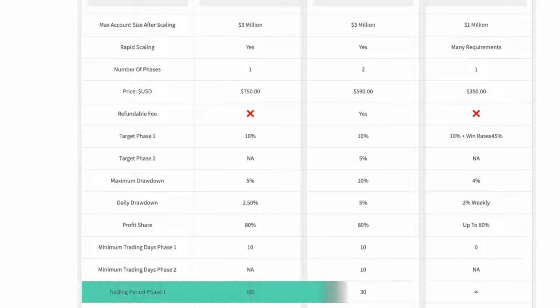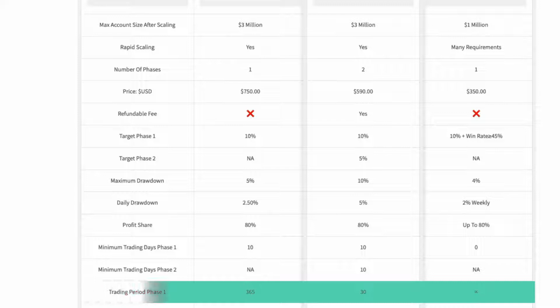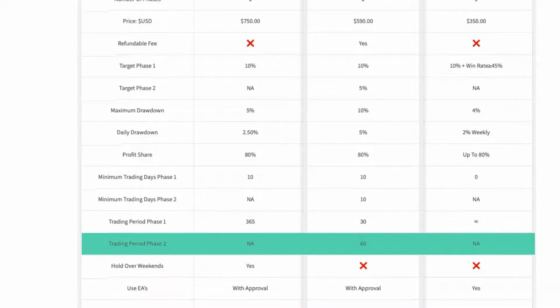The trading period is 365 days for the Turtle. It's 30 days for the Hare, and T4T Capital says there is no maximum trading days for their phase 1 challenge account. However, you're probably not going to be still trying to pass the challenge in 10 years time from now. The trading period for phase 2 is only applicable for the Hare, and you've got 60 days to pass. So you've got 60 days to make 5% on the Hare.